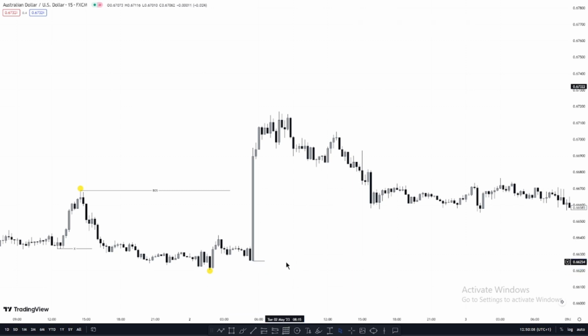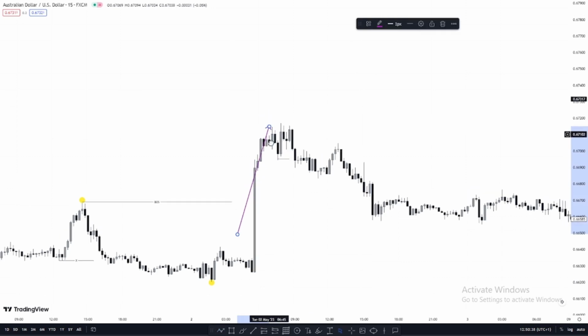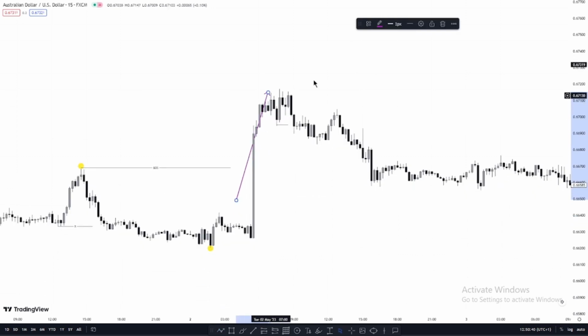This is your first internal structure low, and price didn't come down to take it before going higher to form another structure. Look at it. It formed another structure. So our first internal structure low will move from here to this point. That's your first internal structure low. Why? Let me show you what price did here. Price came here, formed this high.